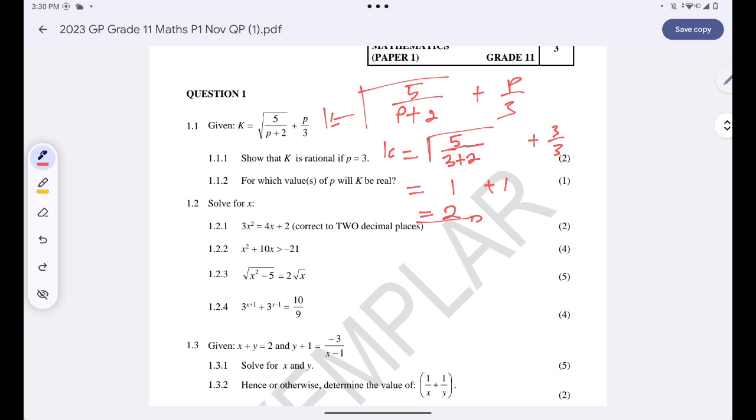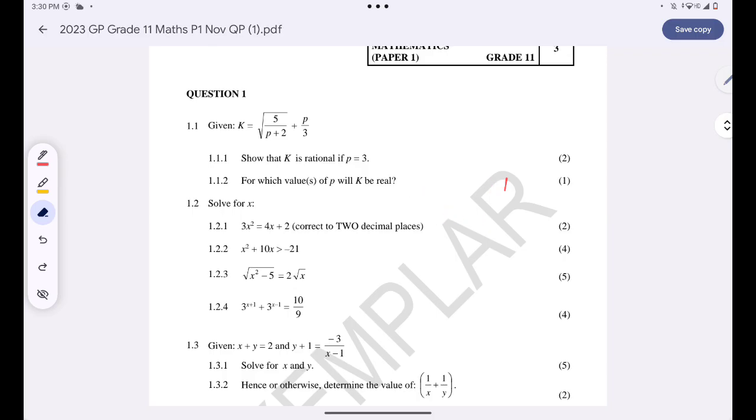rational number. Are we together? A rational number is a number that does not have long decimals, or a rational number is just a number that is not inside the square root. So if p is equal to 3, k is a rational number.